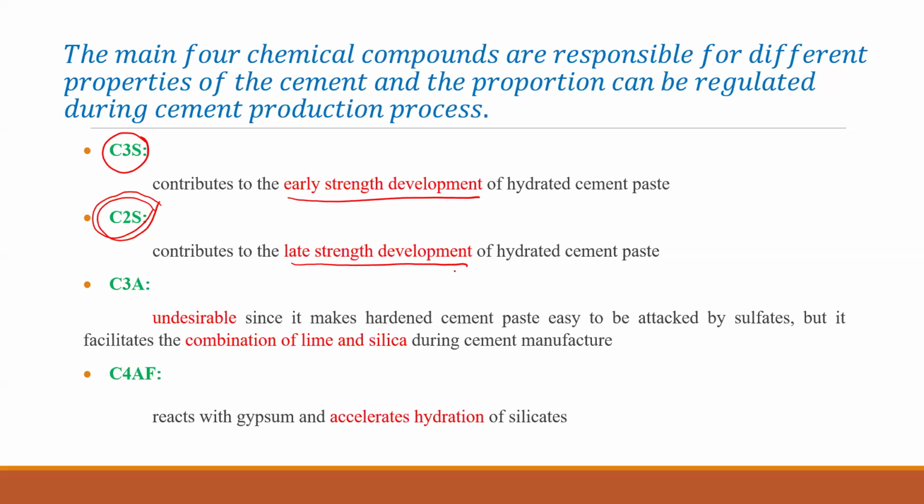Again, this is not the only thing which decides the late strength development. Admixtures can be added to delay the hardening, and the particle size of the cement is also important. If the particle size is large, then the reaction will be slow. And C3A is undesirable, since it makes hardened cement paste easily attacked by sulfate.